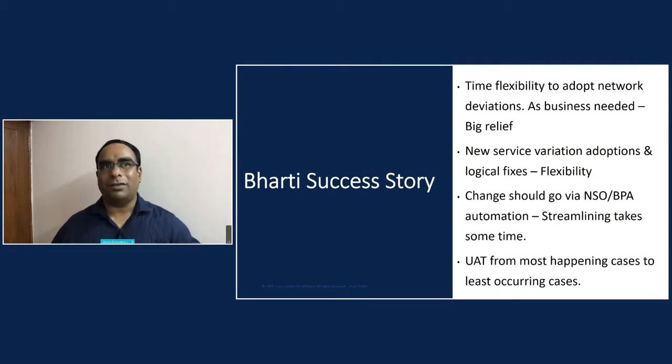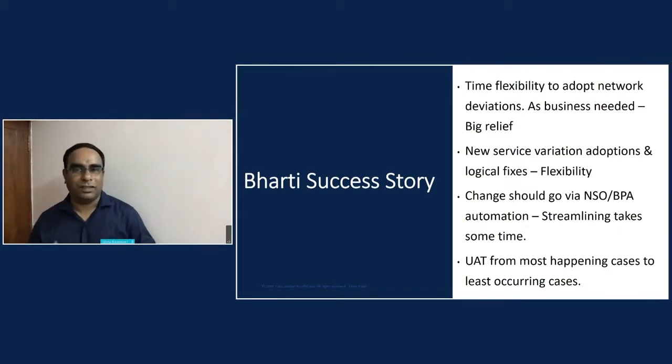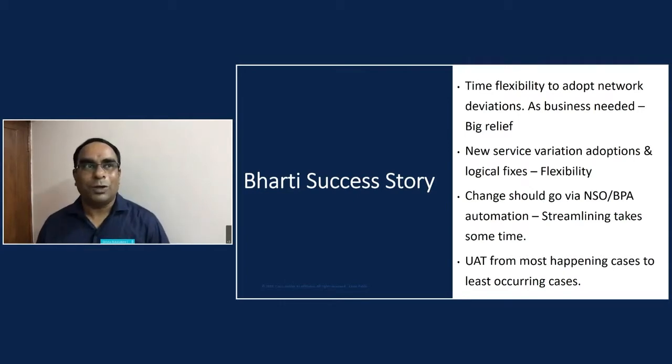Okay, I am not supposed to stop everything to do these deviation fixes, right? So there is a certain advantage. There are some new service variations we discovered while doing the entire activity that can be adopted very easily, because whatever logic was applied last time, before making any changes to that circuit in the network or before removing a circuit from the network, we're actually adopting the latest reconciliation logic which we applied on the NSO server, right? Change should go via NSO BPA automation.